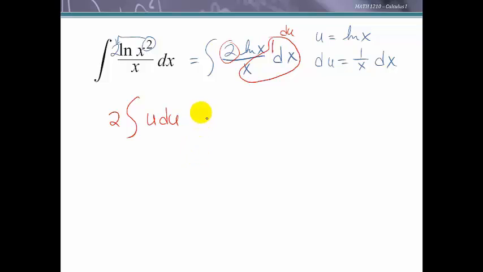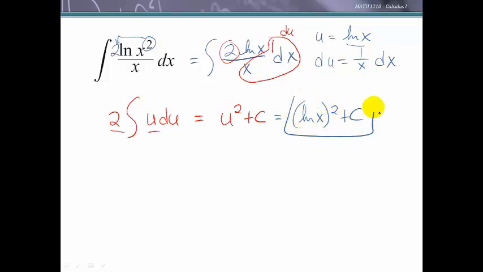So we got this down to a very simple thing to integrate. And in fact, I'm going to look at my 2 out in front and say, you know, I could just make this a u squared, because if I take the derivative, I bring the 2 out in front, decrease the power by 1, and that's exactly what I have. And then I need plus my constant. Finally, then getting it back in terms of x, our u was ln x, so this is ln of x, the quantity squared, plus a constant.